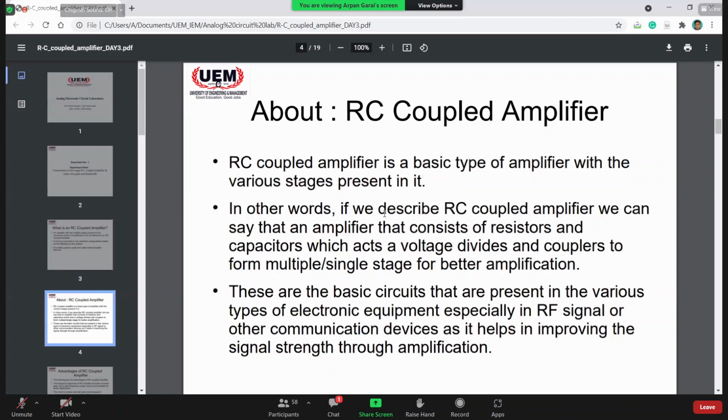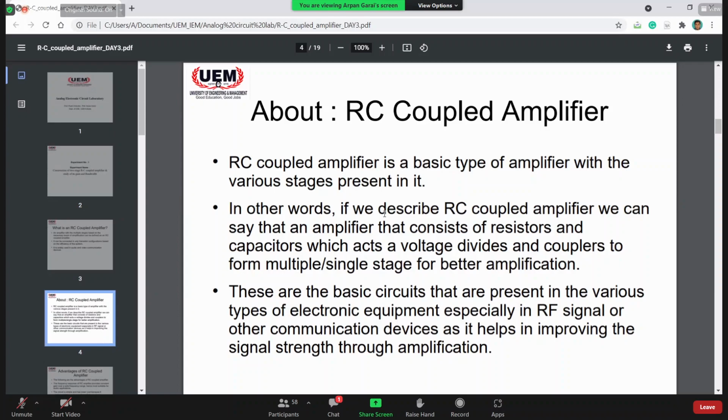Now, the RC coupled amplifier is a basic type of amplifier with various stages present in it. It is a very basic amplifier. As you can understand, it is done in your lab, which means it is a basic type of amplifier.